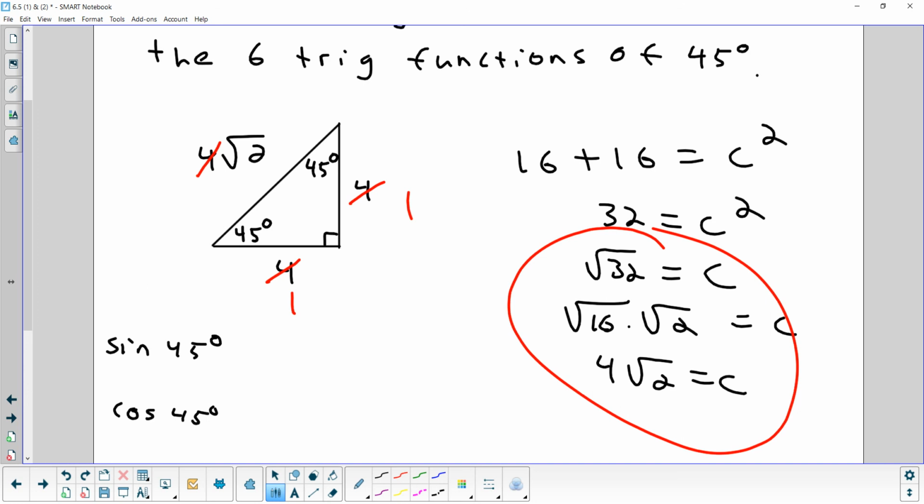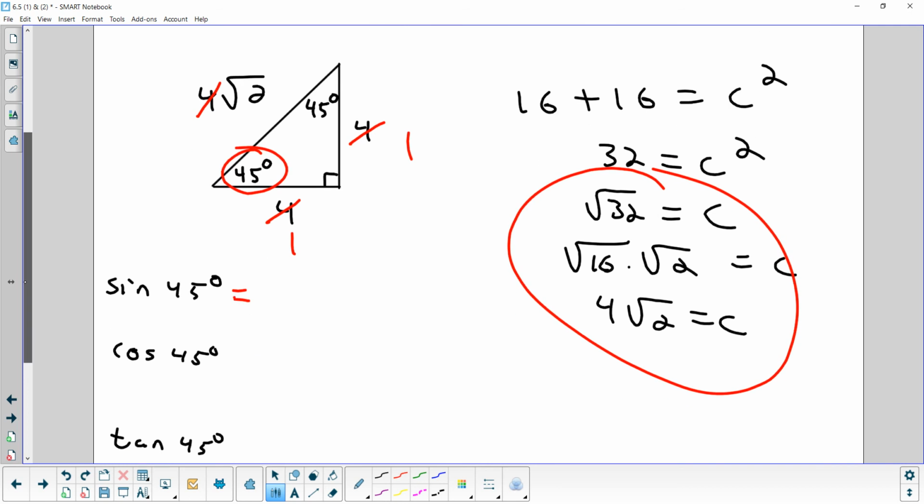All right. Now, we're doing 45 degrees, so everything has to be from the perspective of a 45-degree angle. Does it matter which one? No, because the sides opposite them are the same, so no matter which angle you use as your point of reference, you're going to get the same answers. Let's use that one. All right, so Caleb, what would the sine of 45 be?